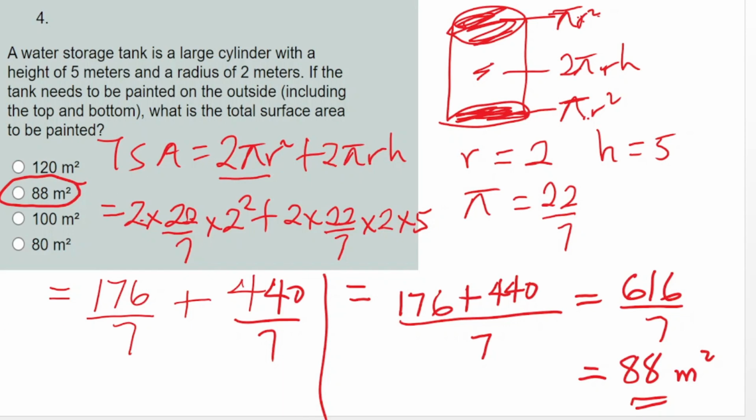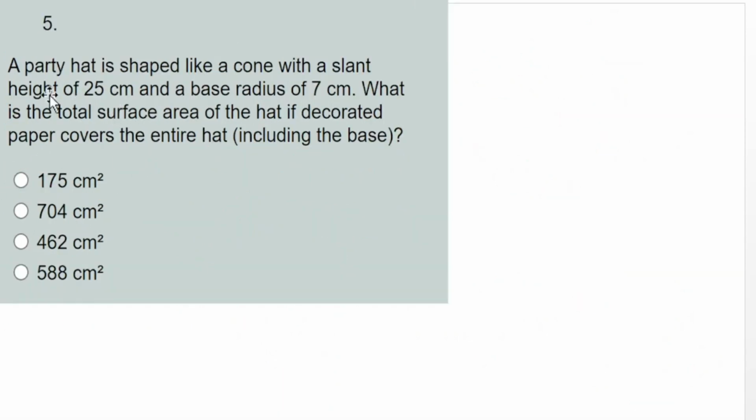I hope this is very clear. So we'll move to the last question here in this video. The last question is, a party hat is shaped like a cone. So you have your hat, shaped like a cone, with a slant height of 25 centimeters and a base radius of 7. What is the total surface area of the hat if the decorated paper covers the entire hat, including the base? This base too will also be part of it.